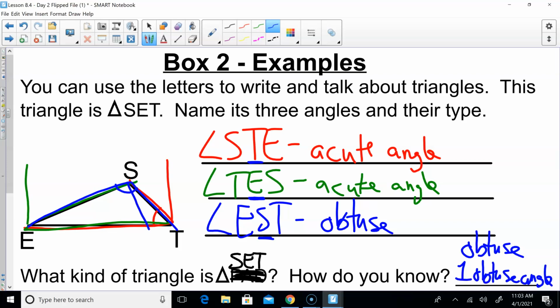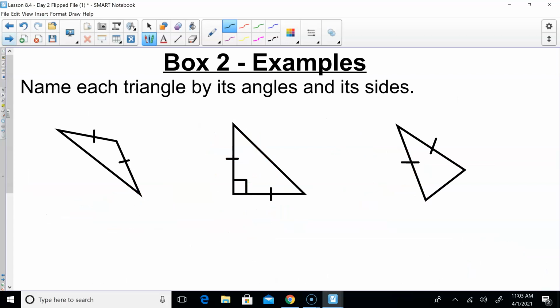Now you can pause the video again, emphasizing the information of drawing the triangle and really picking out each of the angles, knowing especially how to identify the angles and label the angles. And now we're going to name each triangle by its angles and its sides. So now we're doing not just one part, we're doing both parts together.